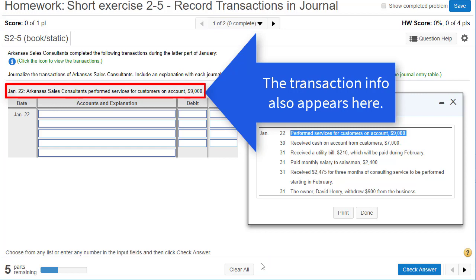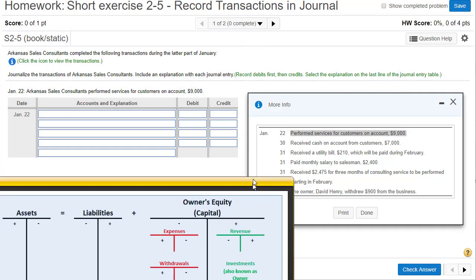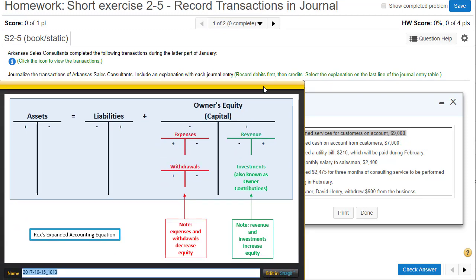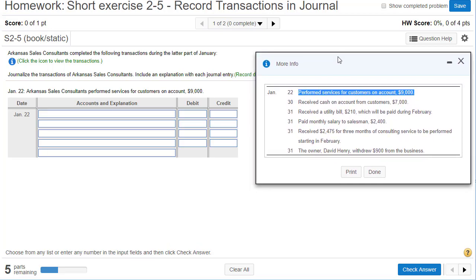All right, for us to do the journal entries, we need to know our accounting grid. So in this screenshot, here's our accounting grid, which shows the accounting equation, assets equals liabilities plus owner's equity. And what are the four things that affect equity? Well, revenue increases equity, which is why I've placed revenue on the positive side of capital. And investments, also known as owner contributions, also increase capital. And then the two things that decrease capital are expenses and withdrawals. So I've placed them on the negative side of capital just to remind you that these two types of accounts make capital go down. So now that we have this, we can journalize the transaction.